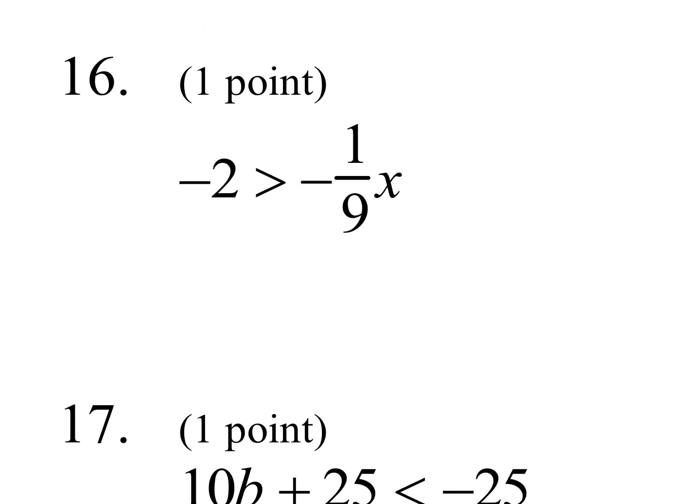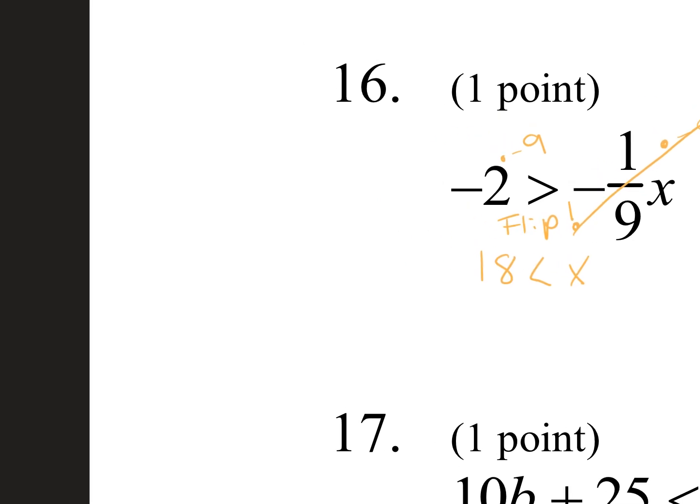Number 16. What should I do first? Multiply negative 9 on both sides. I can multiply negative 9 on both sides. What happens to the inequality when I multiply by negative or divide by a negative number? It flips. Perfect. So this turns into a positive 18, but we have to remember to flip the inequality. So instead of being greater than, I'm now changing it to less than. Anytime you multiply both sides by a negative number or divide, when you have an inequality, you have to flip the inequality.